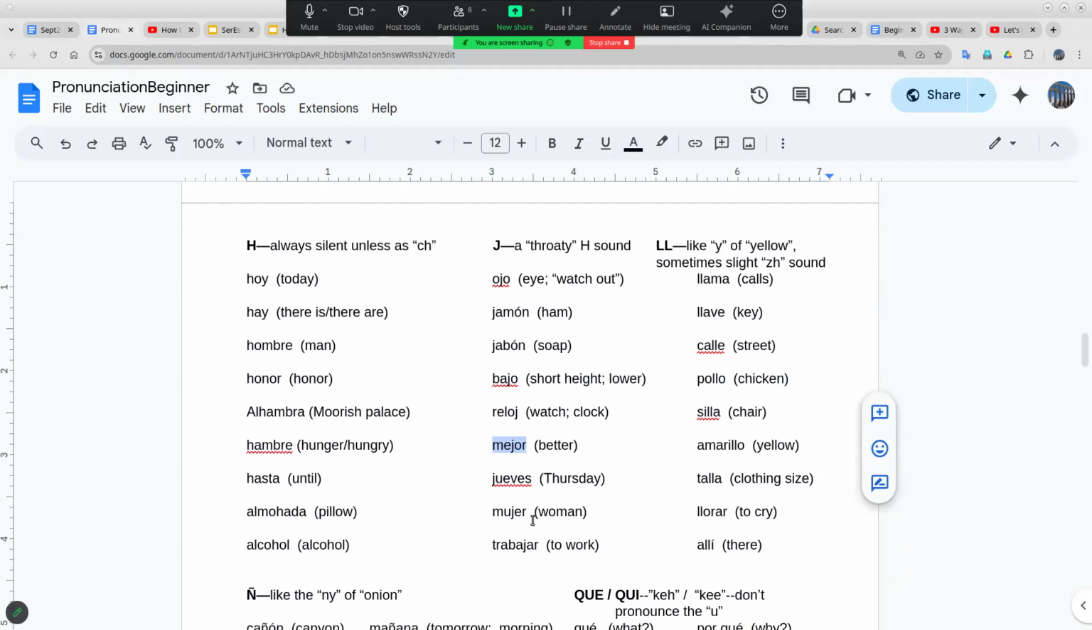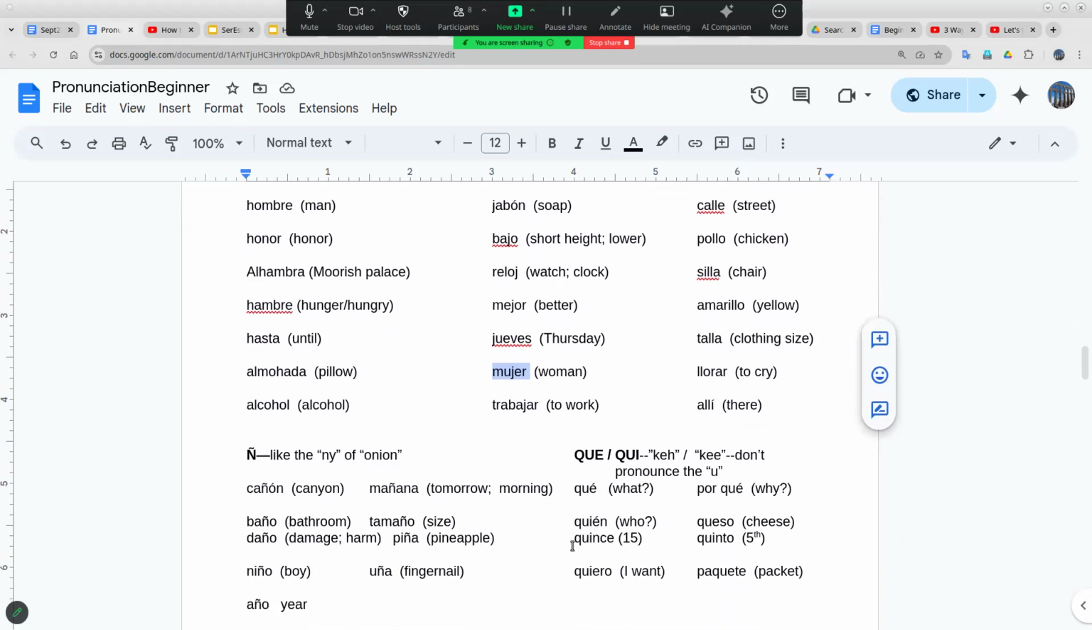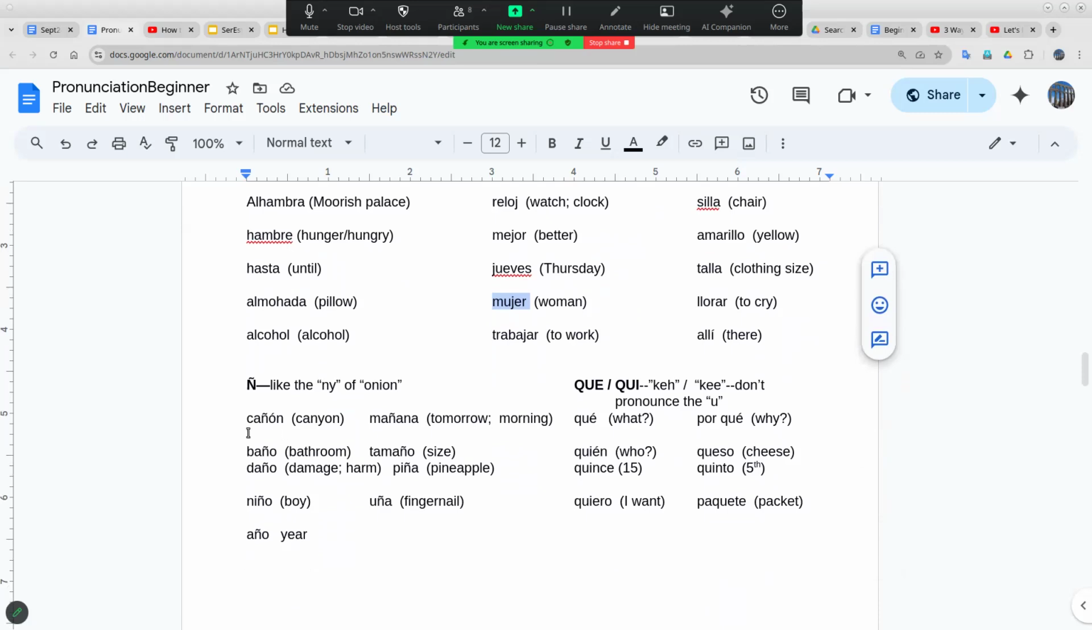Okay. We're going to take one more word because you'll probably see it in a bunch of places. The word for woman has a J in it in the middle. Mujer. Mujer. Sí. Bien. Okay. Next one is an easy sound.